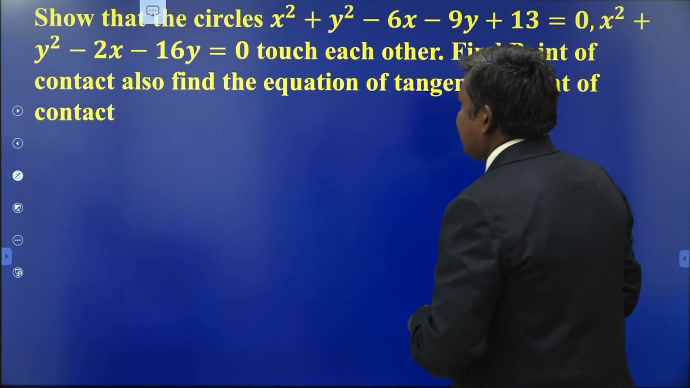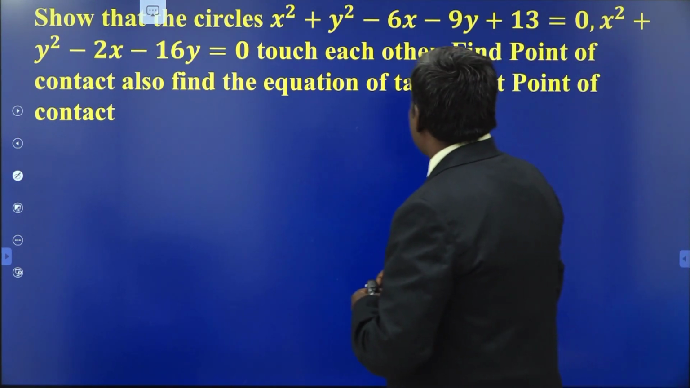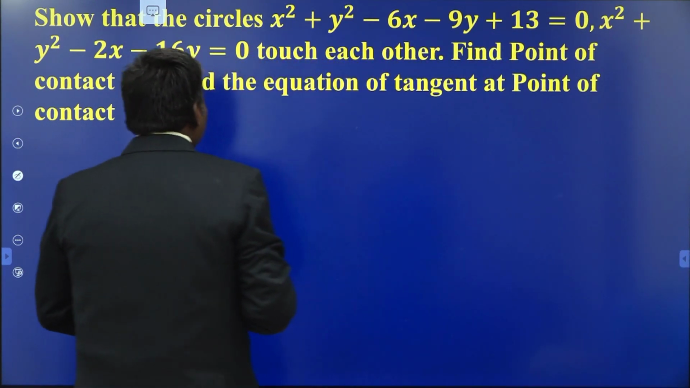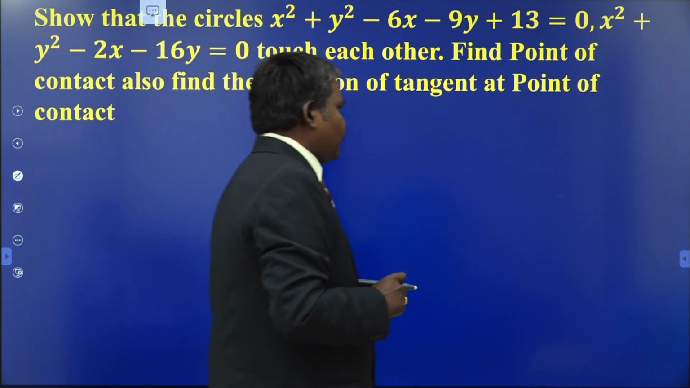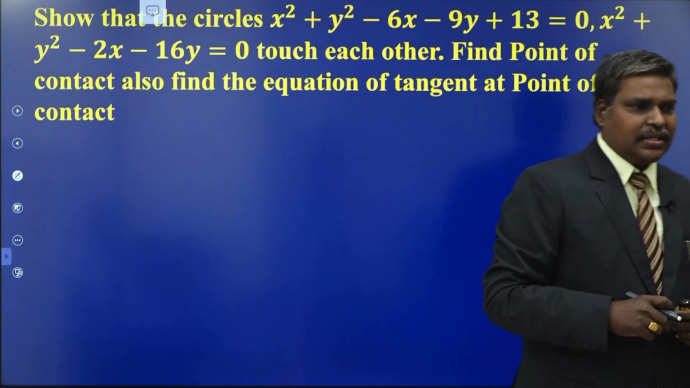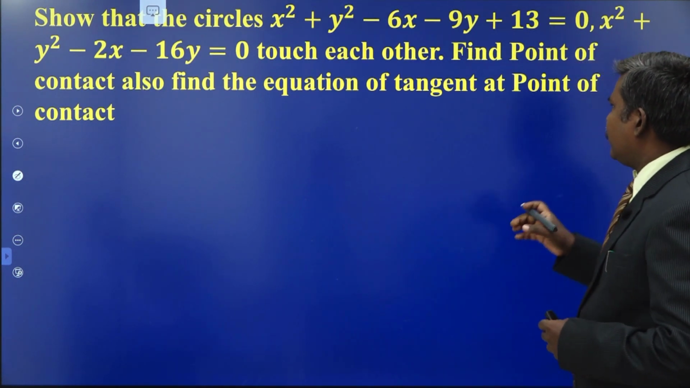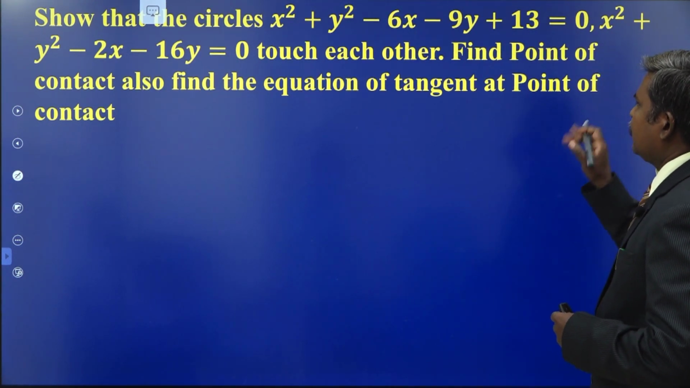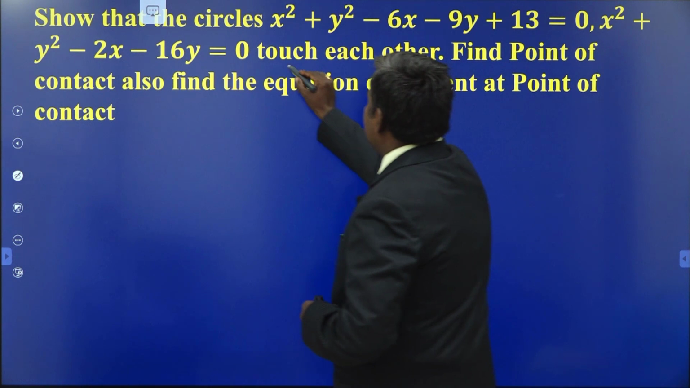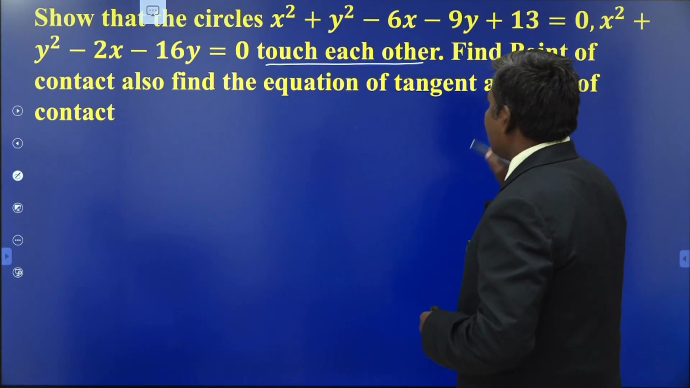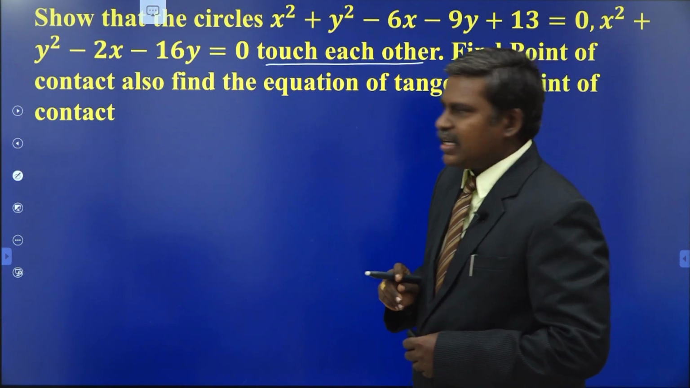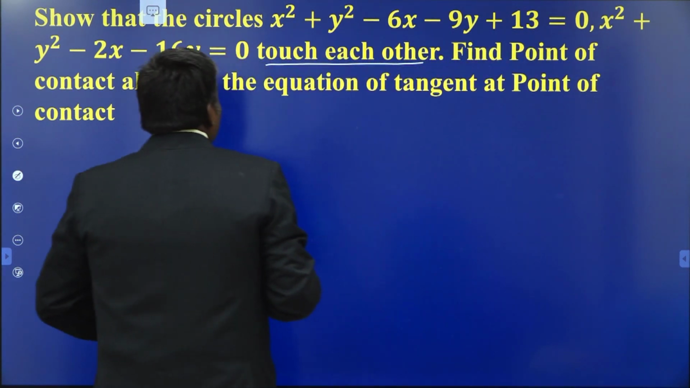See this next question. Show that the two circles touch each other, find the point of contact, and also find the equation of the tangent at this point of contact. So in the same manner we have three things here. We have to show that the two circles touch each other, and also find out the point of contact and the equation of the tangent at that point of contact.